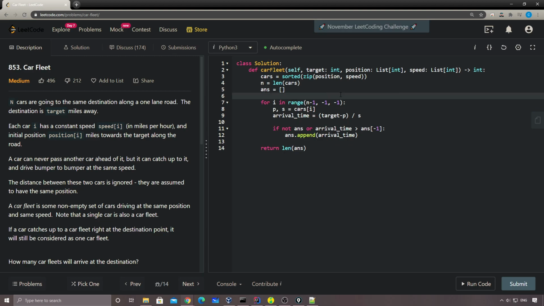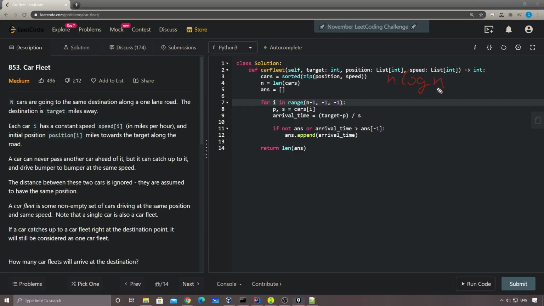All right, so for the time and space complexity, I think this one is pretty straightforward, right? Since we have a sort here, the time and space are both n log n. So that's why the total time and space complexity for this problem are both n log n.